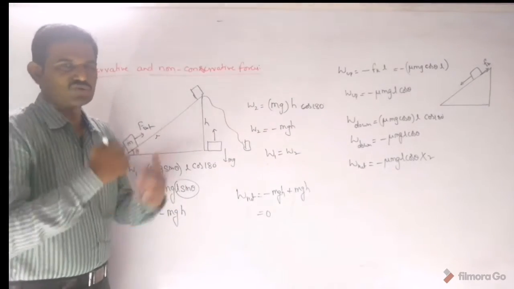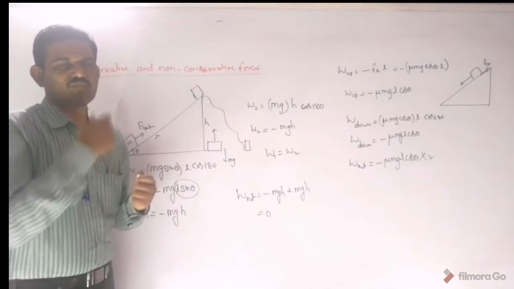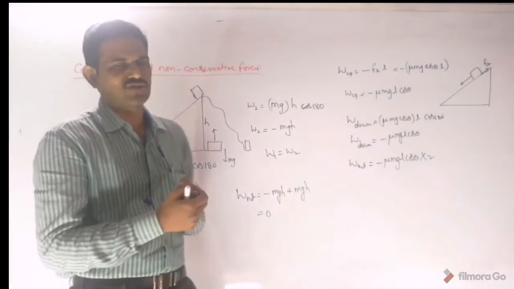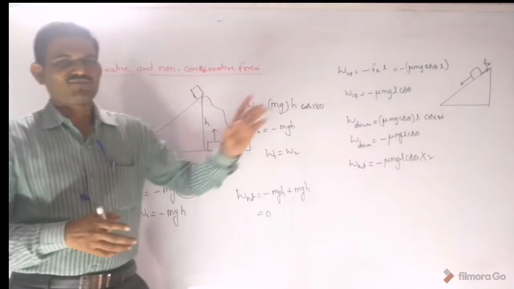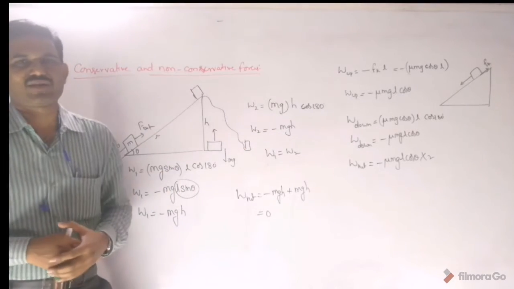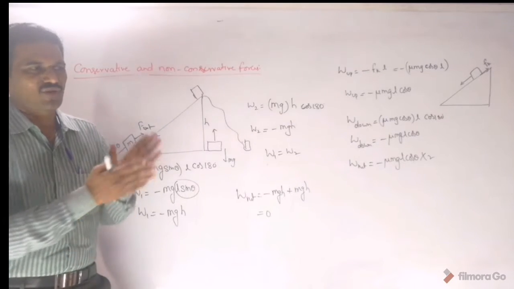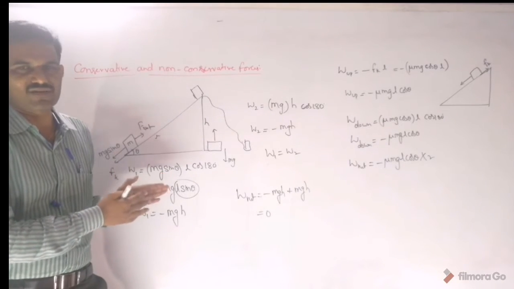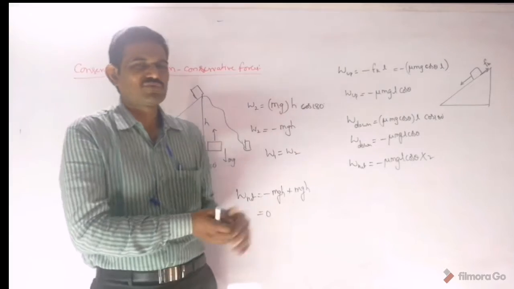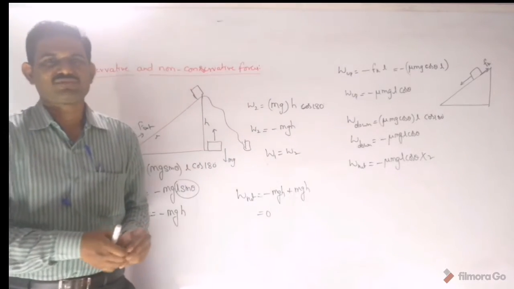So for the closed loop also, closed loop meaning when the body is taken back to its initial position, the work done is non-zero for some forces, and for some forces it is 0. Is it clear? So there are two types of such different forces. This type of force we call a conservative force, and that type of force we call a non-conservative force.